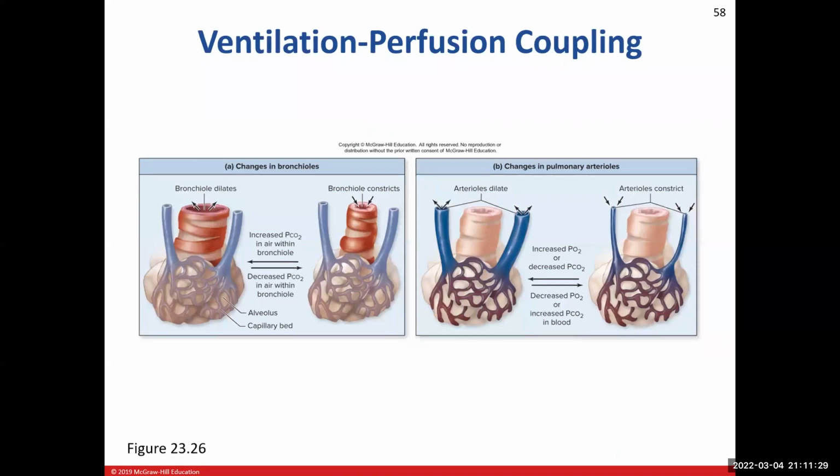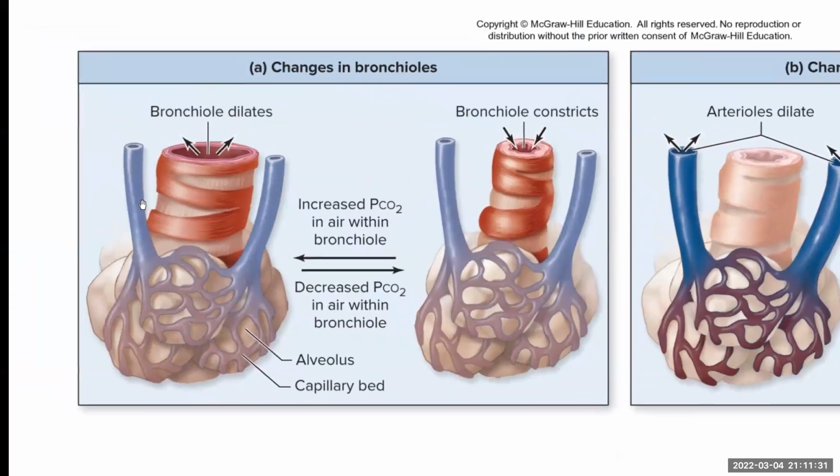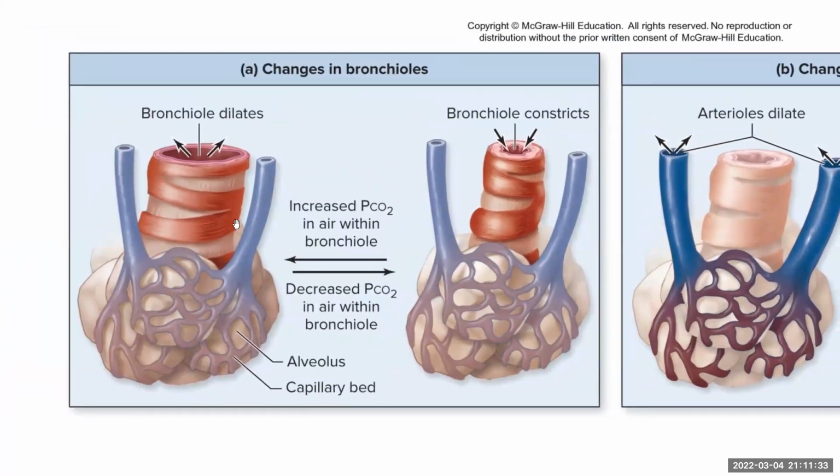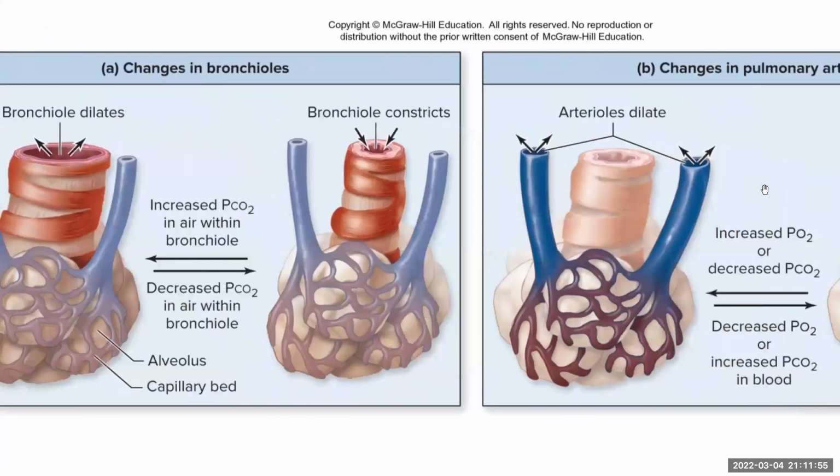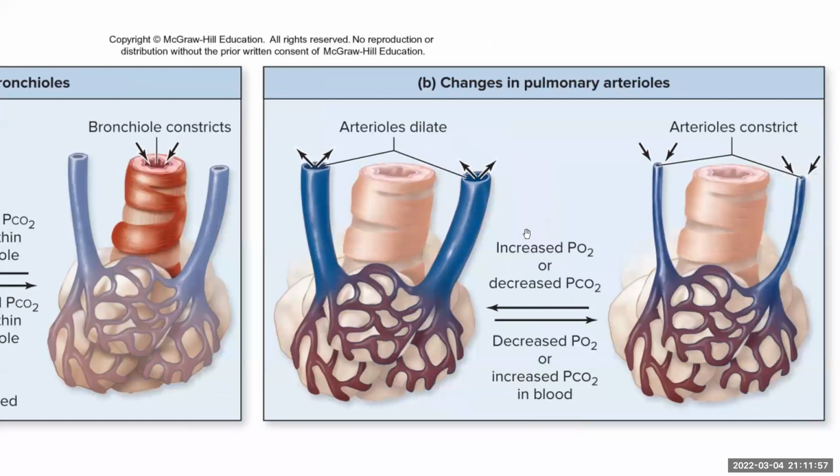This is what we're going to see here. When we're talking about ventilation, when we get an increase in the partial pressure of carbon dioxide in the air that you're breathing in, that increases, we're going to cause bronchodilation. If we get a decrease in the partial pressure of carbon dioxide breathing in, then we're going to cause bronchoconstriction here. Then when we're dealing with perfusion, we're going to be dealing with the pulmonary arterioles.